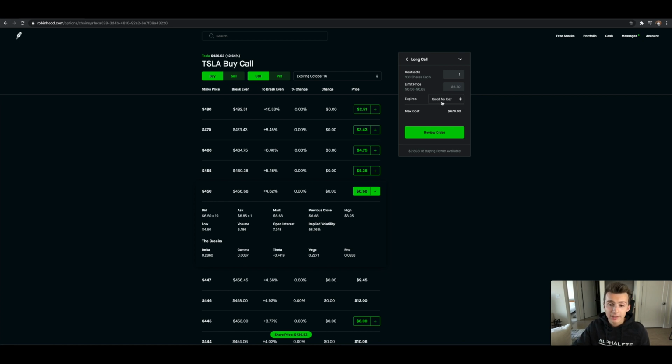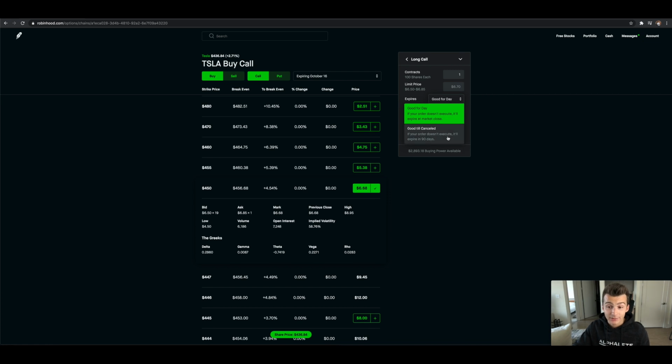Now, it also expires good for a day, which means it's going to expire by the end of the day. If you click on this and change it to good till canceled, this means it will expire in 90 days. So if it doesn't fill today, it could fill tomorrow, the next day, and it can fill in the next 90 days. But it can only fill, of course, in market hours, from 9:30 a.m. Eastern to 4 p.m. Eastern, the only time of day that it could possibly fill. Now you may ask, why is it $670?